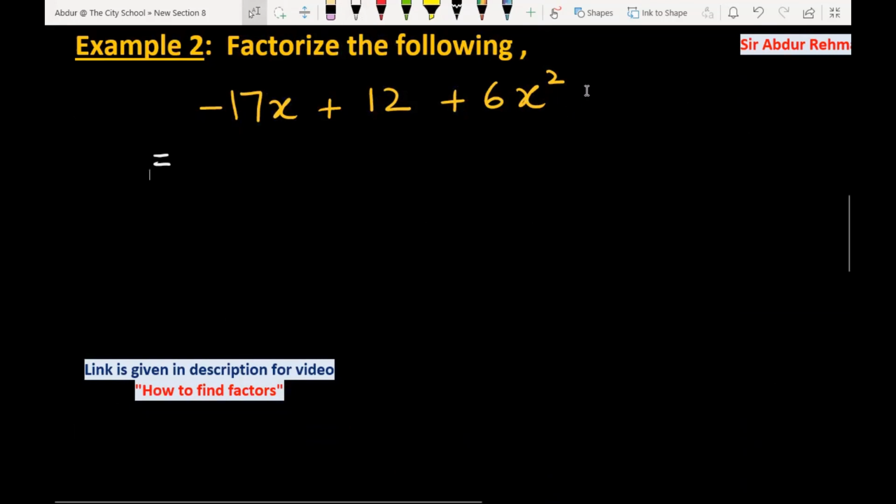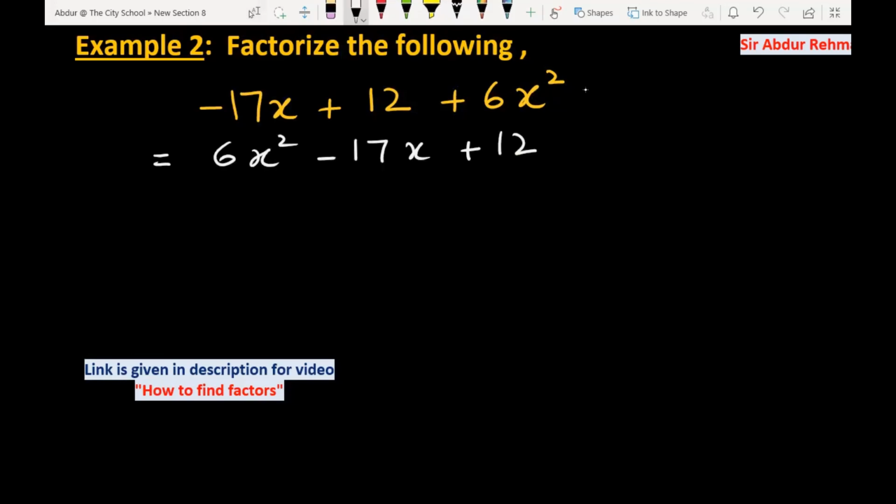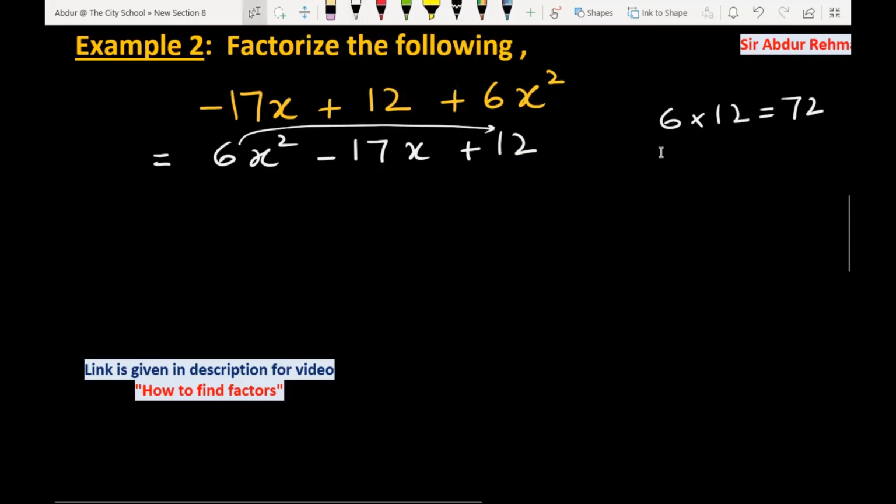This is 6x squared. You have to write 6x squared first: 6x squared minus 17x plus 12. The first step is to find the product of the coefficient of the first term and the last term. So 6 into 12 is 72. Now find the factors of 72.